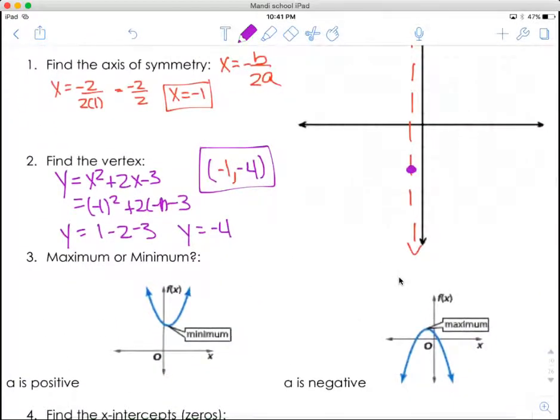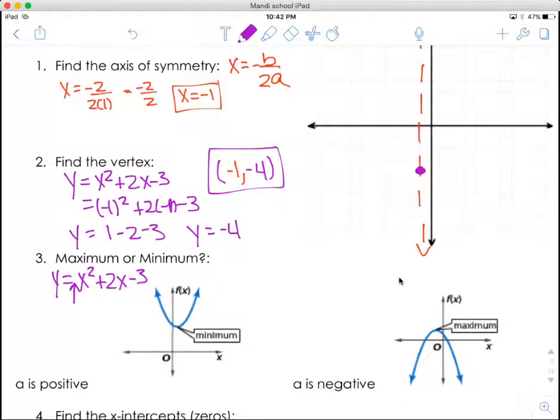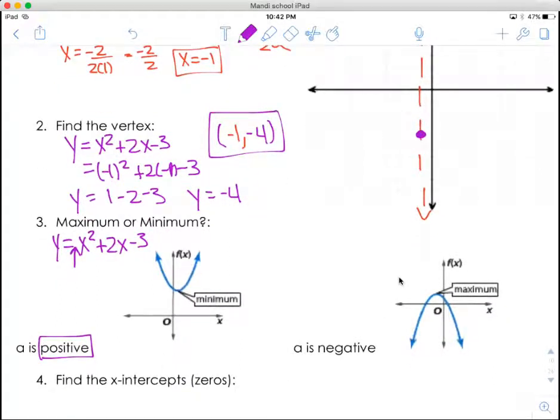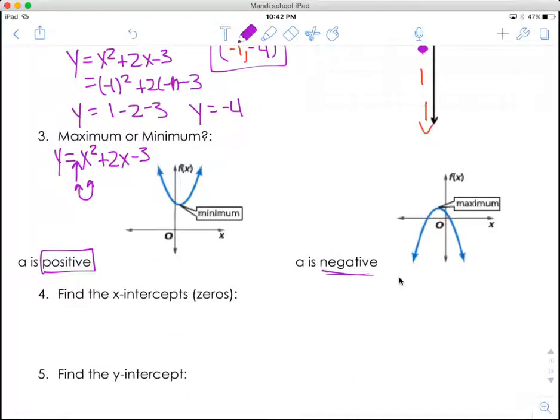Now we automatically know by looking at our equation, y equals x squared plus 2x minus 3, the number that's in front of the x squared, in this case a positive 1. If it's positive, it's going to graph up. If that number in front of the x squared is negative, then it's going to graph down. So we know that this one's going to go up because it's positive. So now we want to find our zeros.